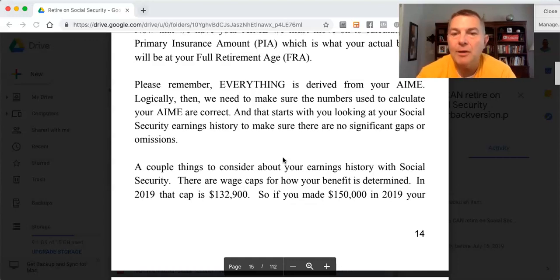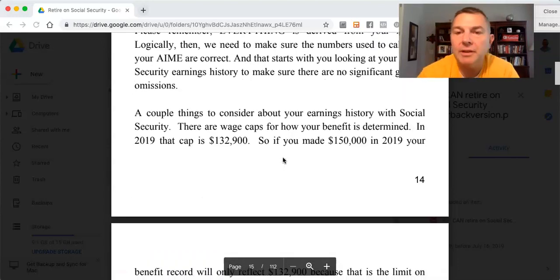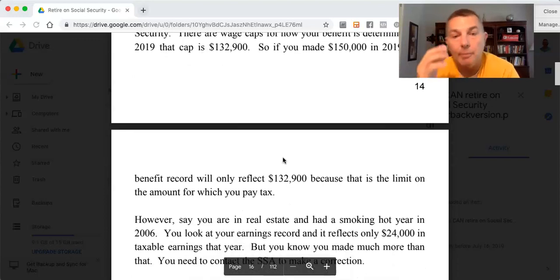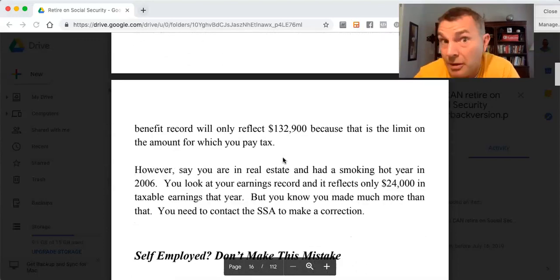A couple things to consider about your earnings history with Social Security. There are wage caps for how your benefit is determined. In 2019, that cap was $132,900. So if you made $150,000 in 2019, your benefit record will only reflect the $132,900, because that is the limit for the amount on which you pay the Social Security tax.